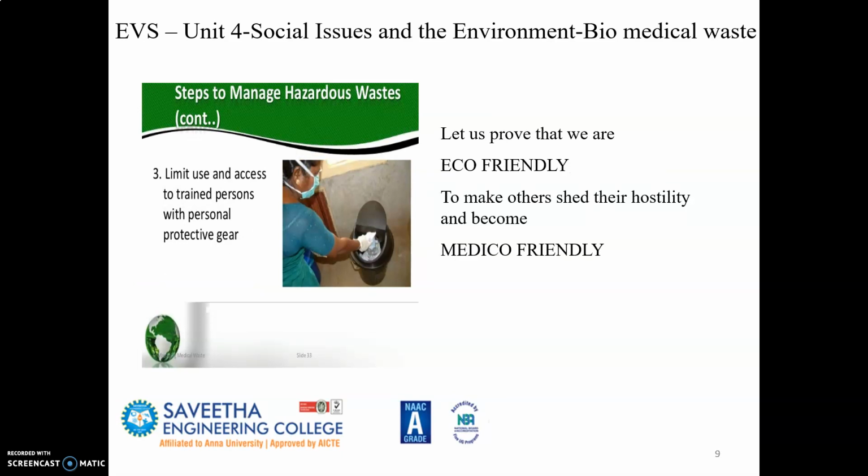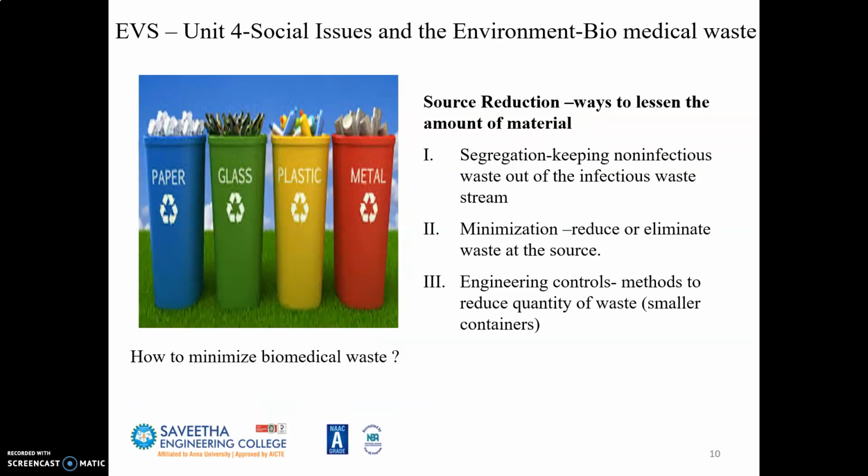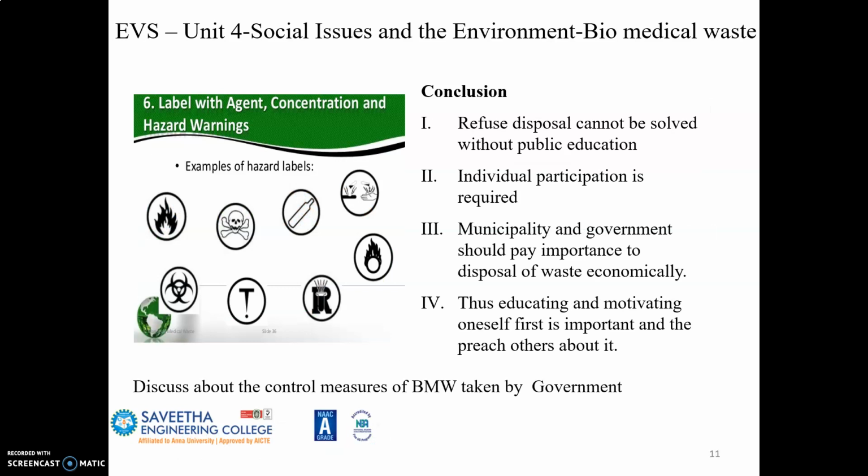Let us prove that we are eco-friendly, to make others share their austerity and become eco-friendly. Source reduction: to lessen the amount of material. Number 1 is segregation, keeping non-infectious waste out of the infectious waste stream. Minimization: reduce or eliminate waste at the source. Engineering controls include methods to reduce the quantity of waste.